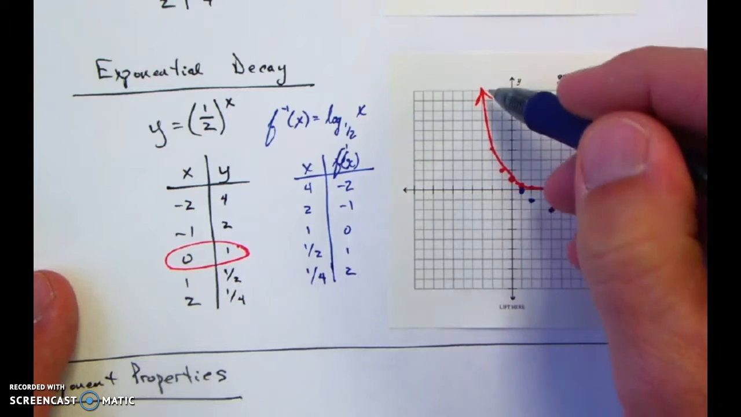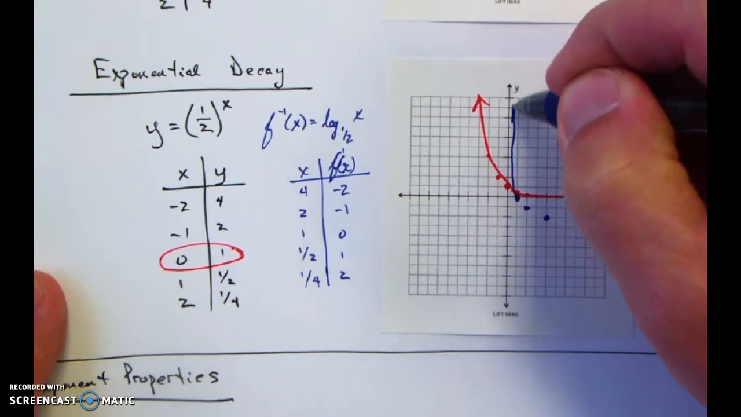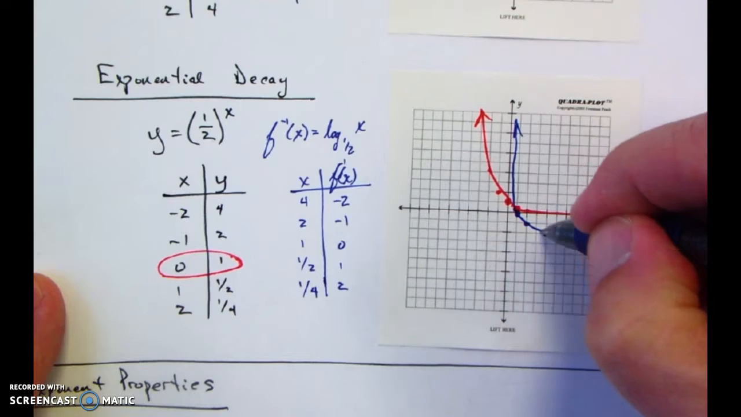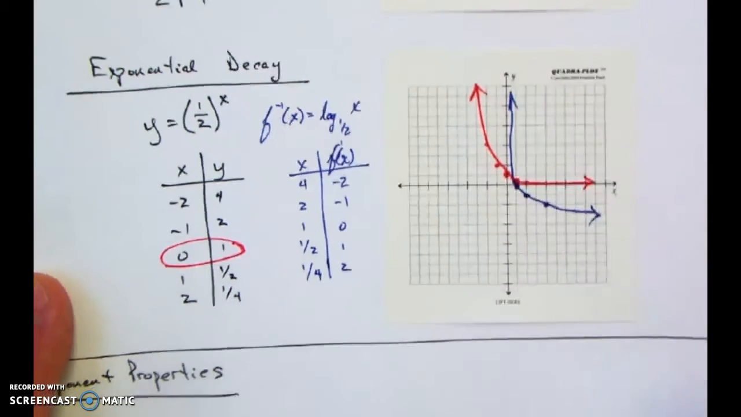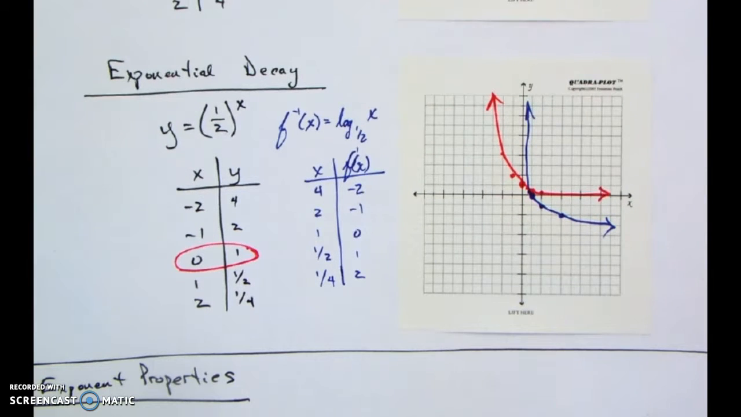And so where we're coming in this direction now, it's going to go up the y-axis and comes off in this direction, again symmetrical to that line y equals x.